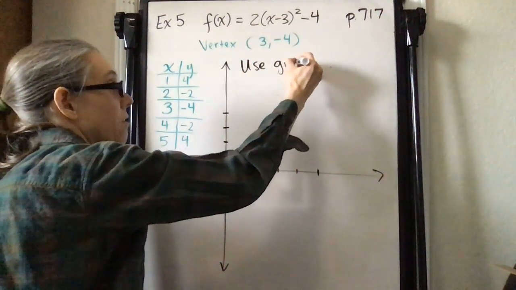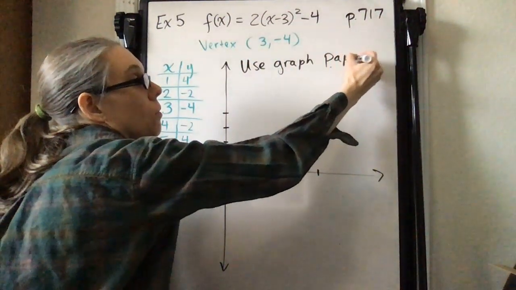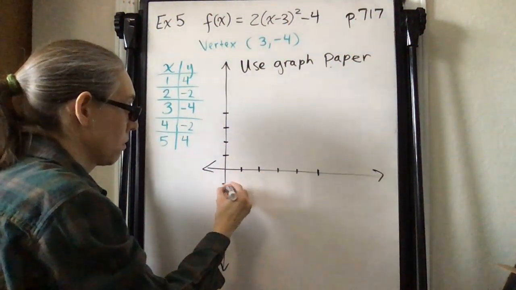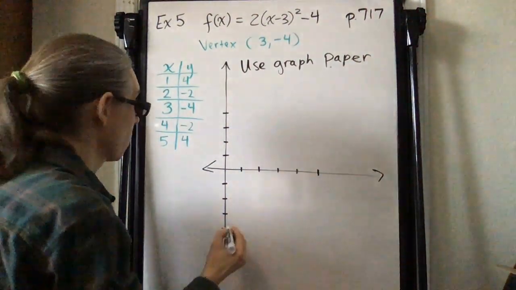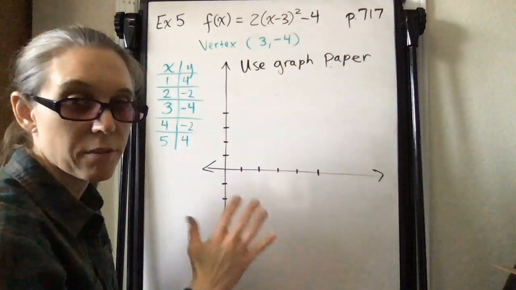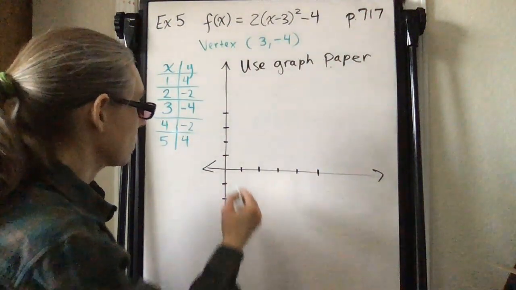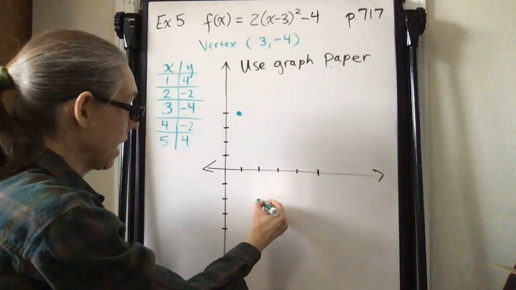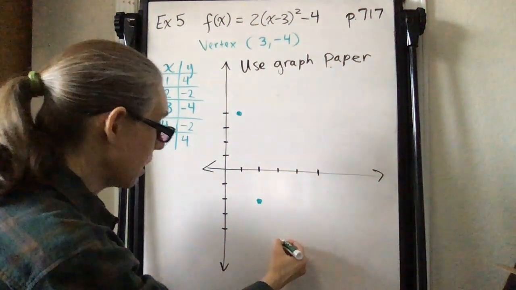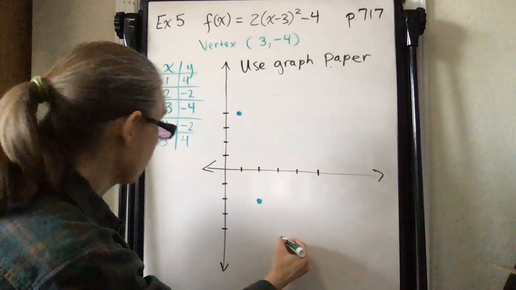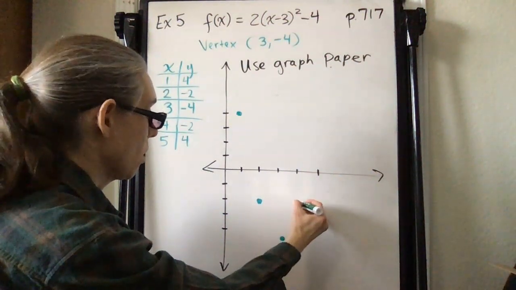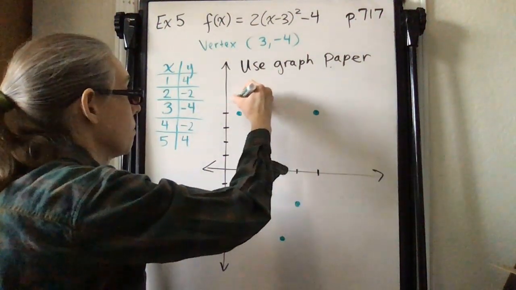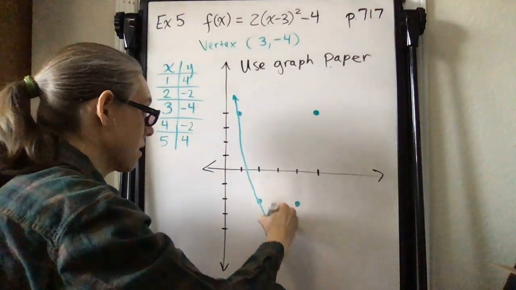Use graph paper. When you're graphing this problem, this is a book problem, so use graph paper. So we graph all 5 points: (1, 4), (2, -2), (3, -4), (4, -2), and (5, 4). Connect the dots.